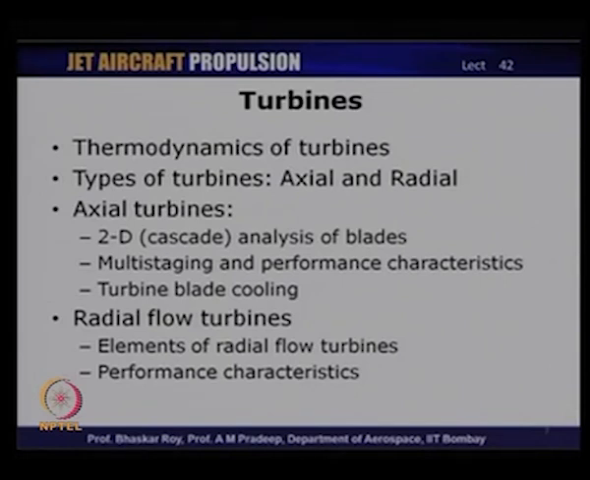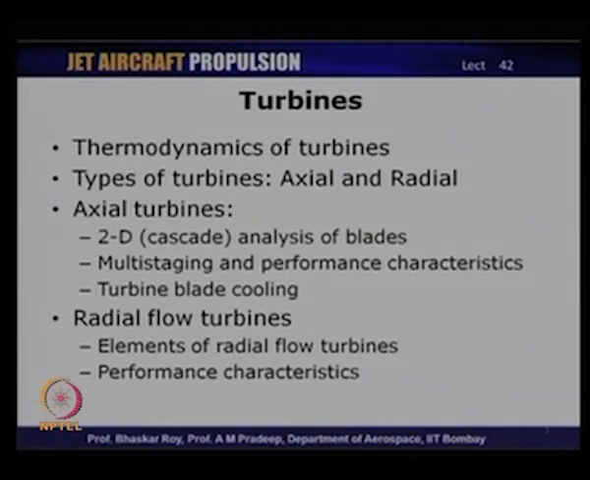In axial turbine again we have discussed two-dimensional analysis of blades, or cascade analysis of flow through these blades. We have then discussed multi-staging of axial turbines and performance characteristics of turbines. And unlike compressors, there are no instabilities that limit performance of turbines like surge or stall, but they do have a performance characteristic.